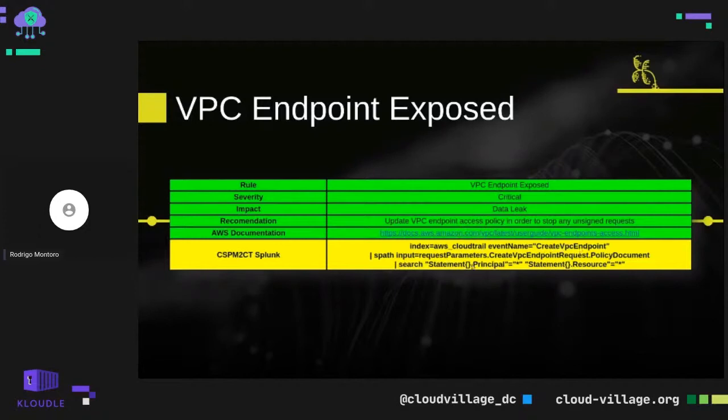Here, when you create a VPC endpoint, it will detect if the principal and the resource point to star. And sure, there is another vector, because here we're talking about when it's being created, but you could go there and use another action such as modify VPC endpoint, and we have the same result.